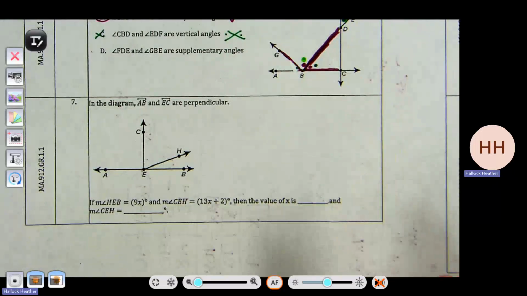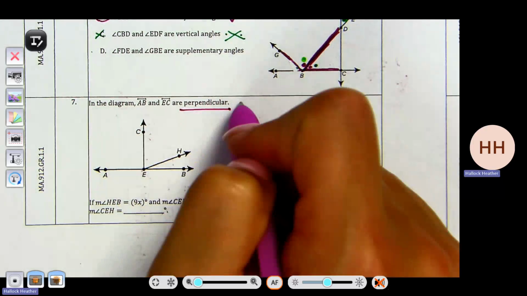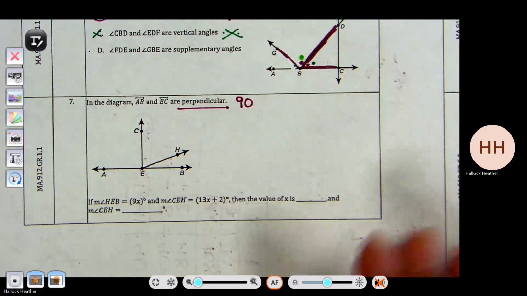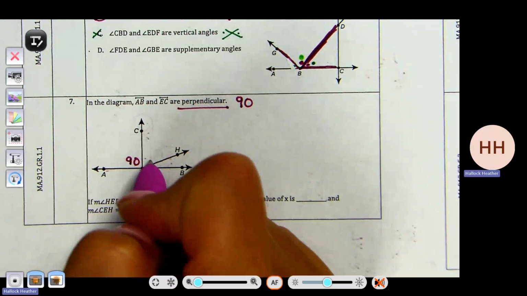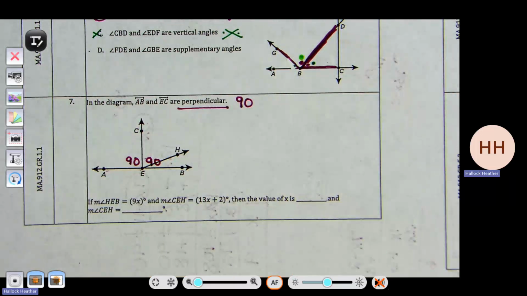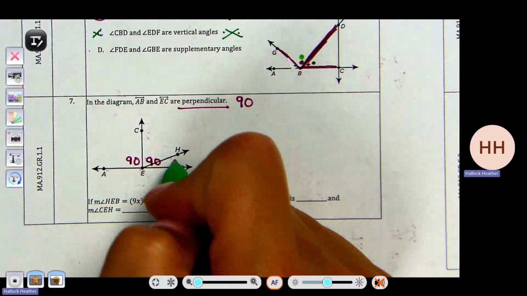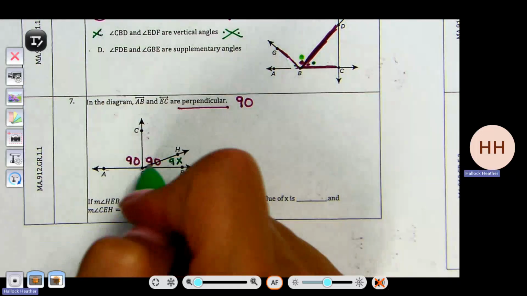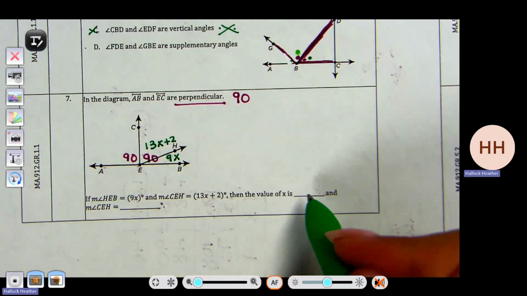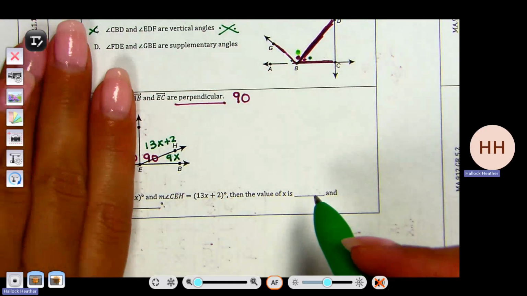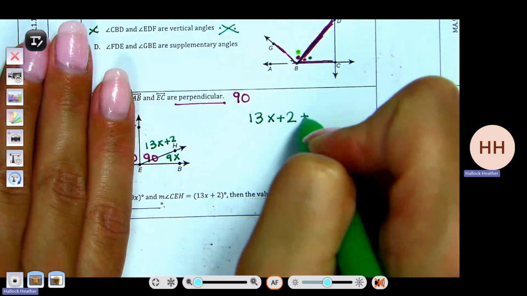For number 7, it says that AB is perpendicular to EC. Perpendicular automatically means 90 degrees. So where AB crisscrosses with CE, this side is 90. This side is also 90 because it's splitting the line in half to make a total of 180. So it says HEB is 9x. CEH is 13x plus 12. I need to find the value of x, and I also need to plug it back in. So I don't even need to use the whole picture. I'm just going to use half of it. I'm going to add them because they're complementary. They're perpendicular. They add to make 90.